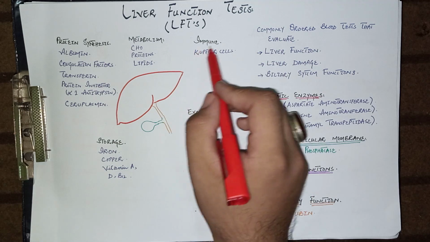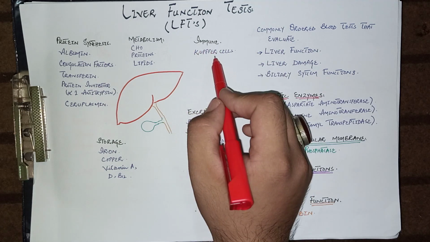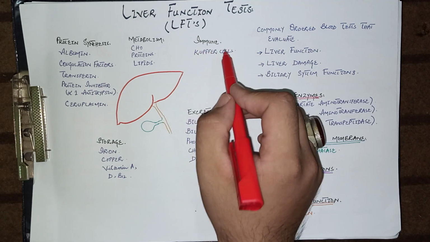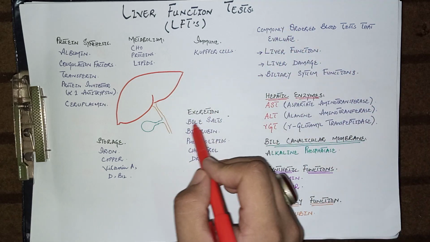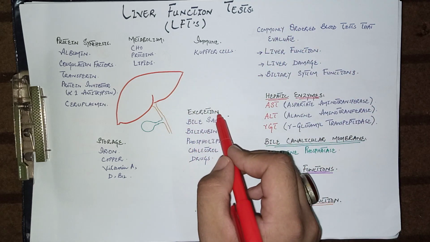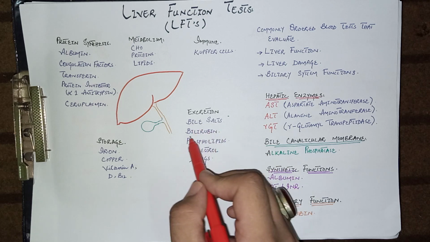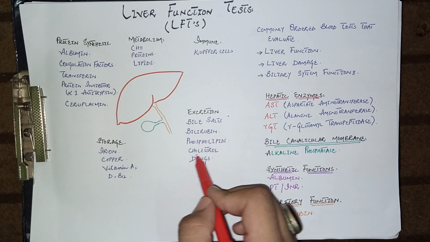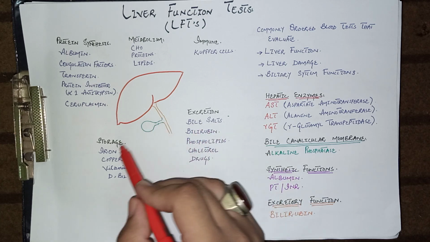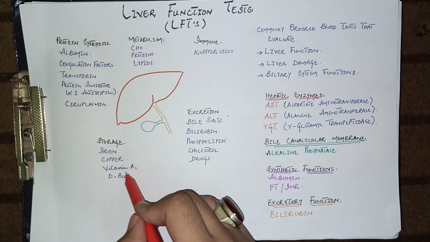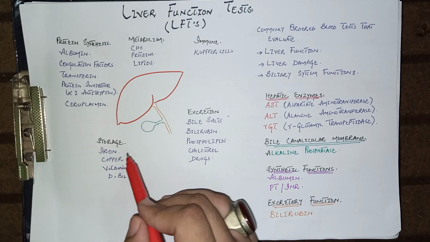Liver has also immune function. It has the Kupffer cells, which are actually the macrophages, resides in the liver. It also has excretory functions. It is responsible for the excretion of bile salts, bilirubin, phospholipids, cholesterol and drugs. It also stores iron, copper, vitamin A, vitamin D and vitamin B12.